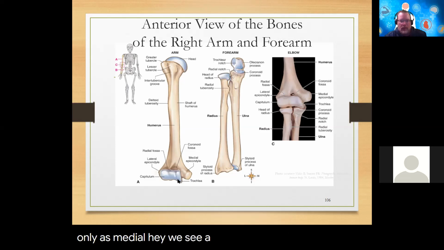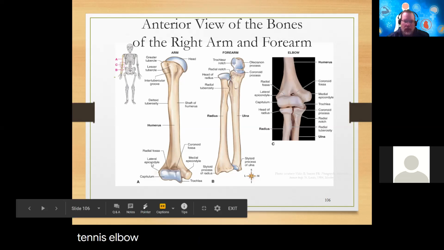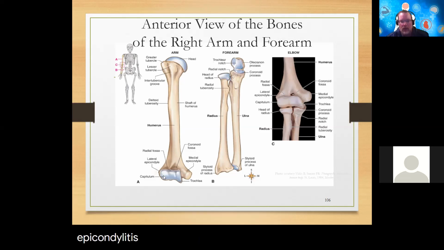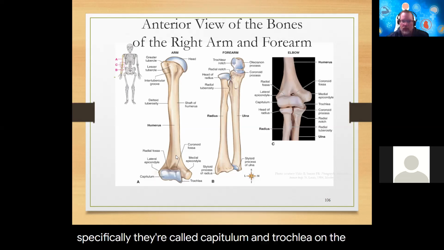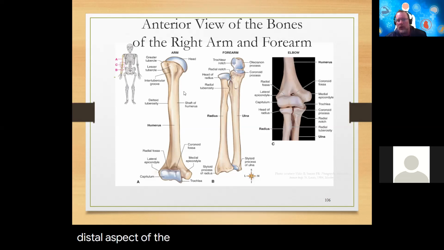Okay, we see a couple of bumps and ridges. Here's an epicondyle. That's another type of bump. Some folks get epicondylitis. They might get golfer's elbow or tennis elbow. So you can get lateral epicondylitis or medial epicondylitis. We've got two bigger bumps called condyles. Specifically, they're called capitulum and trochlea on the distal aspect of the humerus. So the distal humerus articulates with the proximal ulna, and a little bit of radius too.